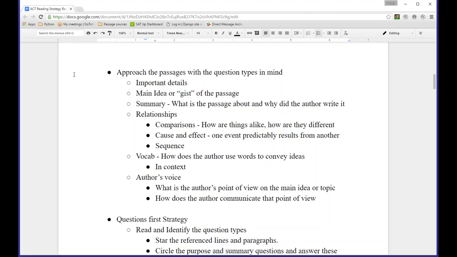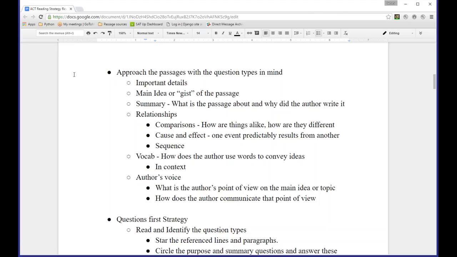We need to answer questions about relationships, comparisons, how things are like or different, also known as contrast, cause and effect, one event predictably results from another, and then sequences of continuation, where we have examples or another idea or one thing or steps in a process. We want to be paying close attention to those.